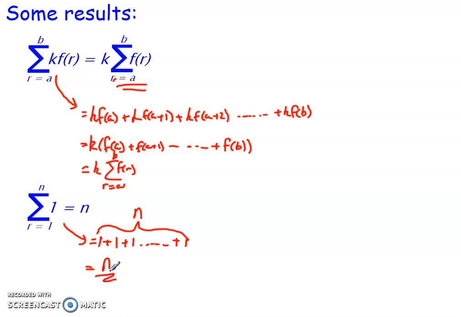That one there is all about the logic. It's all about the fact that you've got n of them, you're adding them all together, and that gives you n.